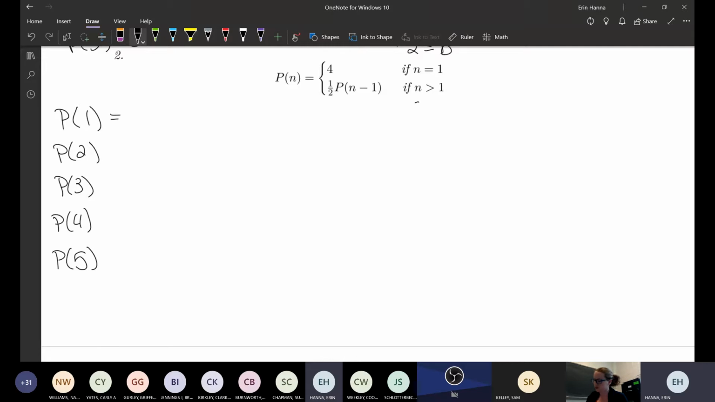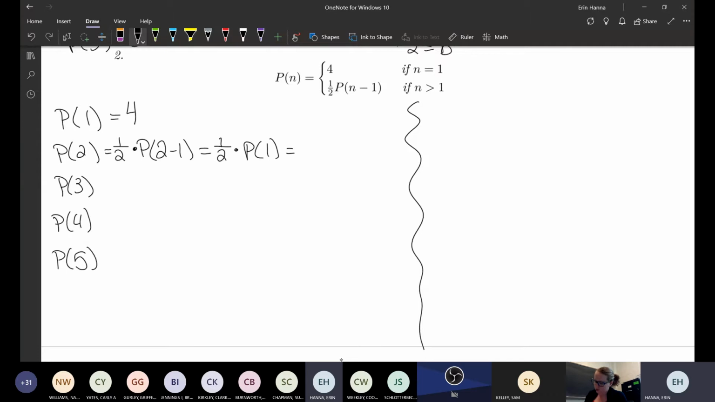So P of 1 is the thing we're given in the original statement. That's our base case of 4. I'll write this one out in generality, and then the rest of them I'll just pull from. Since we have these recurrence relations, they're pulling from the term before it. So I have 1/2 times the term before, so 1/2 times 4 gives me 2. P of 3, 1/2 times the term before it, so times 2 gives us 1. 1/2 times 1 is 1/2. 1/2 times 1/2 is 1/4.